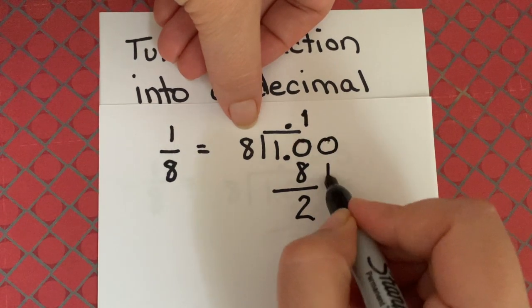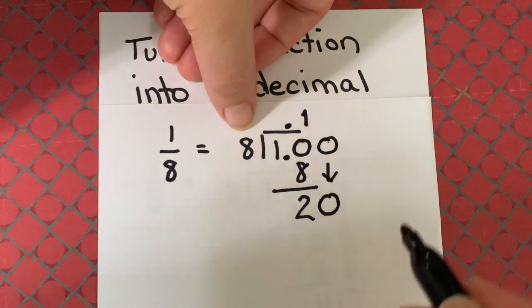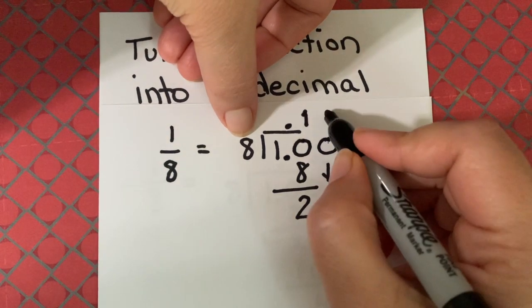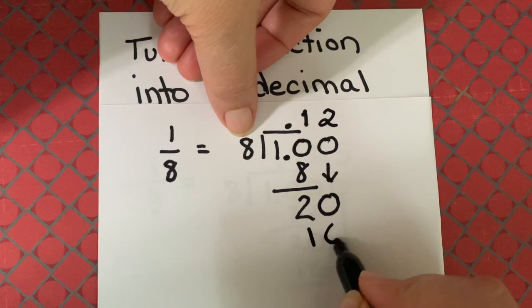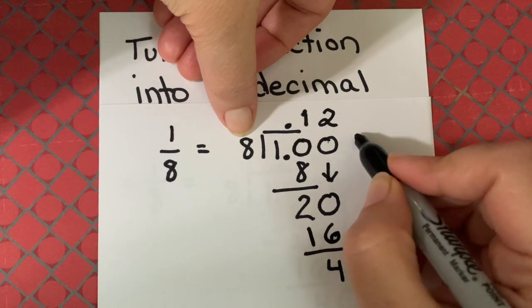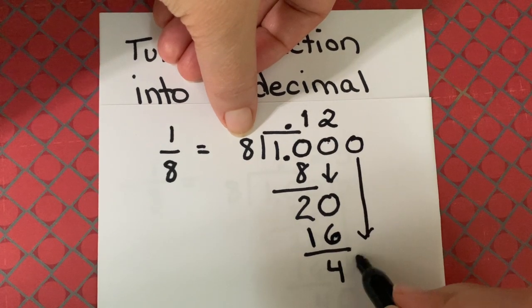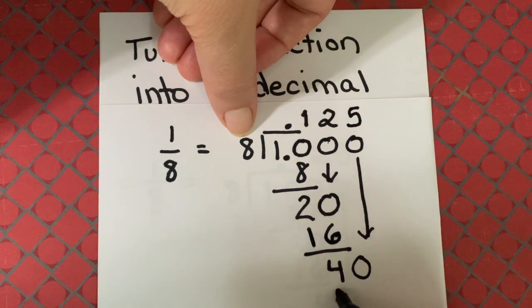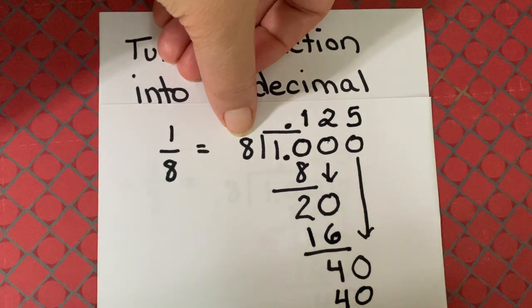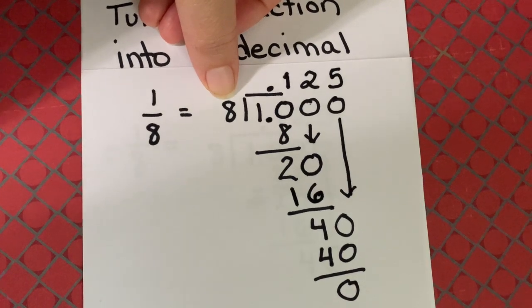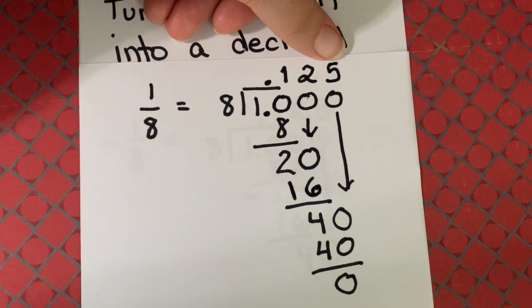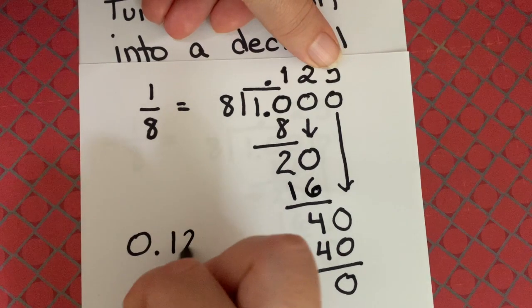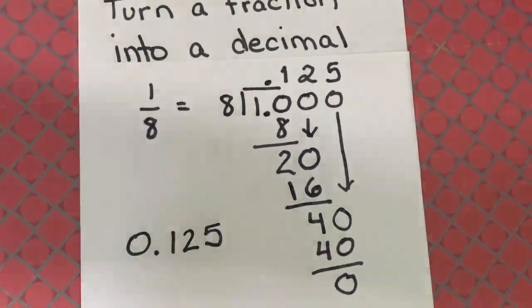And then we keep going until either we see that it's repeating or we stop. So 8 goes into 20 twice, which would be 16. Add another 0. And in this case, 8 goes into 40 exactly 5 times. And so I can be done. My final answer would be 0.125. Probably better to write the 0 right in front, so 0.125.